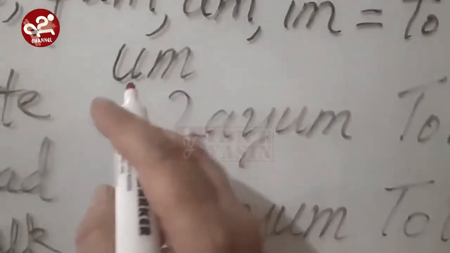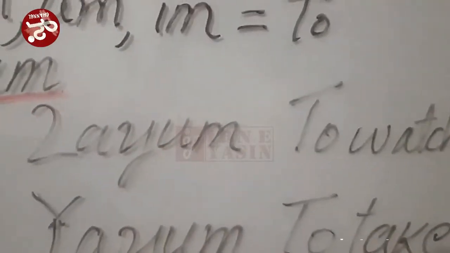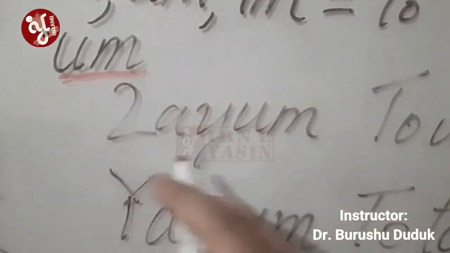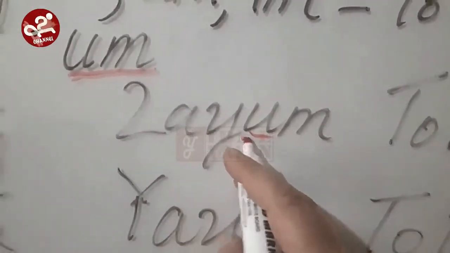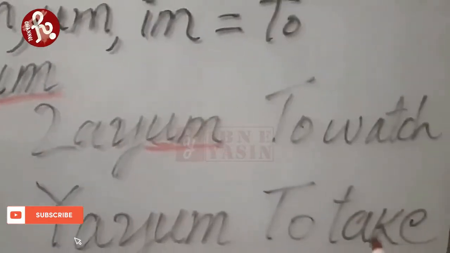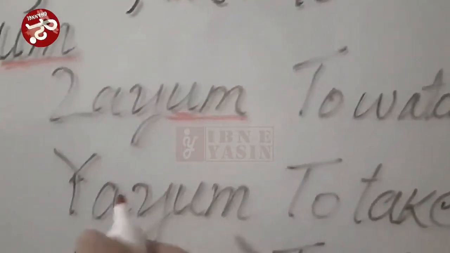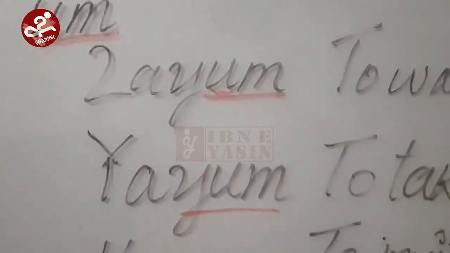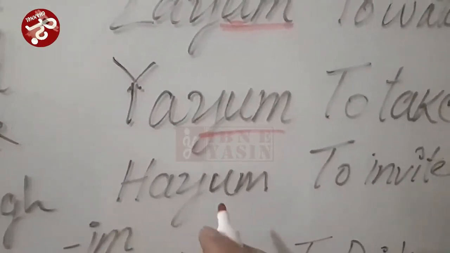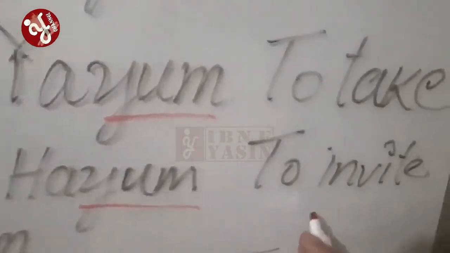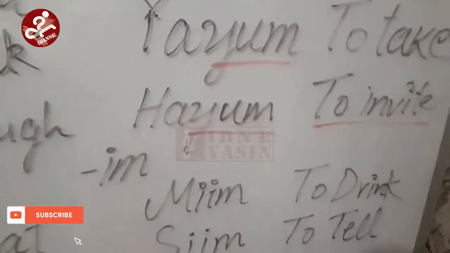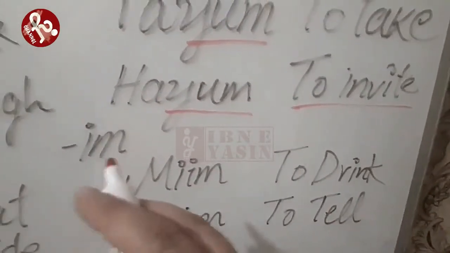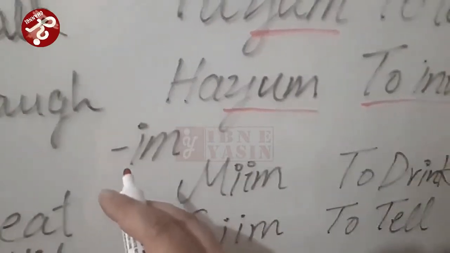Then next we have the anjas yum. Next doro is gayum. Gayum means to watch. Then yayum means to take. Then hayum means to invite. Then im, with the postfix or the anjas at the ending.